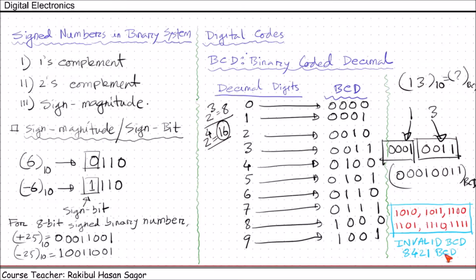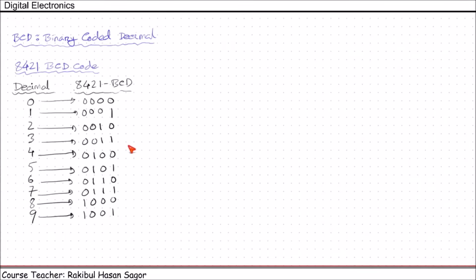What is 8421 BCD? Let us discuss that. The BCD codes for the 10 decimal symbols that were shown on the previous page are named 8421 BCD. The designation 8421 indicates the binary weights of the 4 bits. The binary weights are 2 to the power 3, this is the fourth bit, 2 to the power 2, this is the third bit, 2 to the power 1, this is the second bit, and 2 to the power 0, this is the first bit. First bit means LSB, least significant bit, and the fourth bit is the most significant bit for a 4-bit binary system.